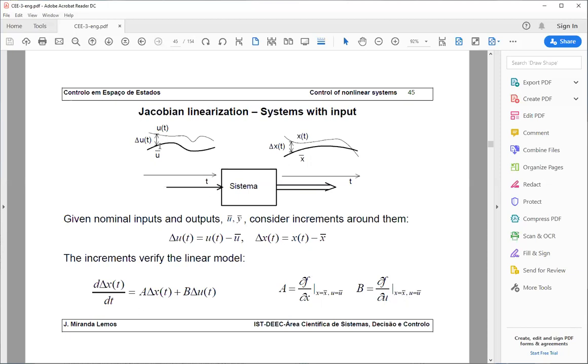If u is not constant, if u bar is not constant, then you can still do the linearization, but an extra term appears in the linearized model. This is a situation that for the moment we are not going to consider, but you might want to consider that situation when you think about this problem.